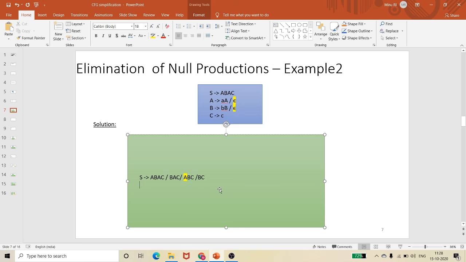Okay, fine. So let me check the next production, that is A gives small a, capital A, and here if I am substituting epsilon over here, I may get small a simply. So simply we can write the small a.